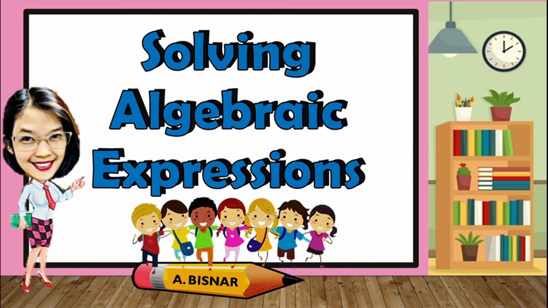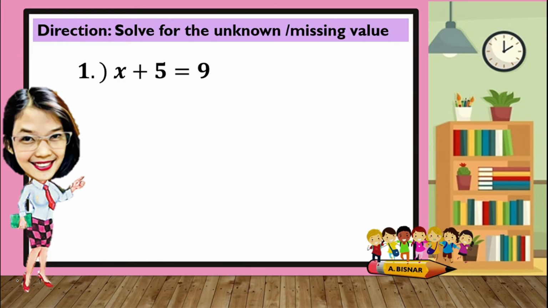This lesson is all about solving algebraic expressions. From the given direction, you have to solve for the unknown or the missing value. For number 1, x plus 5 is equal to 9. The missing value is the value of x. What will be the value of x so that when you add 5, the answer will be 9? That's correct. The answer is 4 because 4 plus 5 is equal to 9.